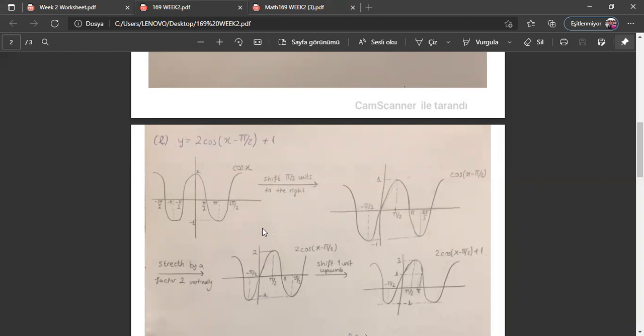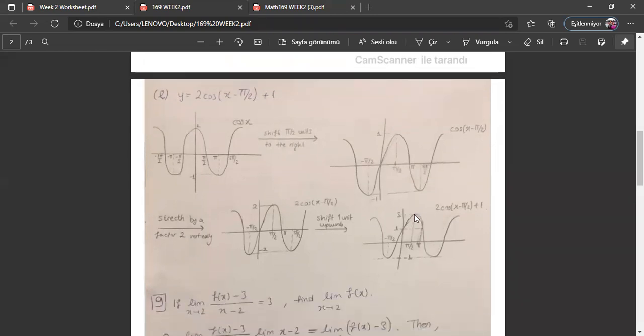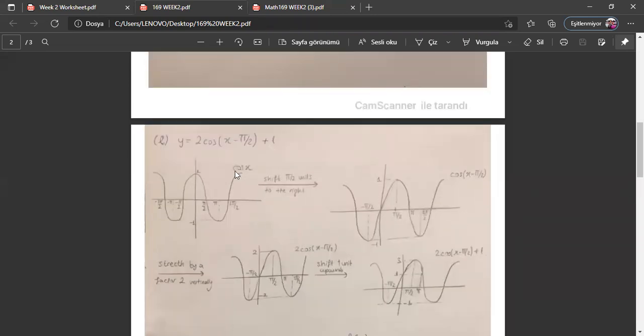Okay. Now we need to find this part. It means we need to shift this graph 1 unit upwards as we have +1. If we had -1, then we would need to shift it one unit downwards. So upwards, we will get this graph. We add 1 to each value. So we have this graph.